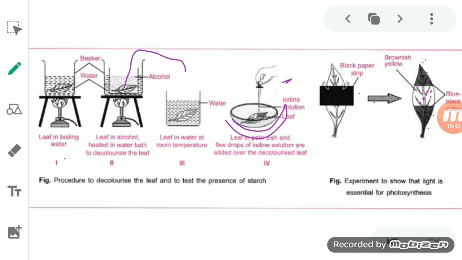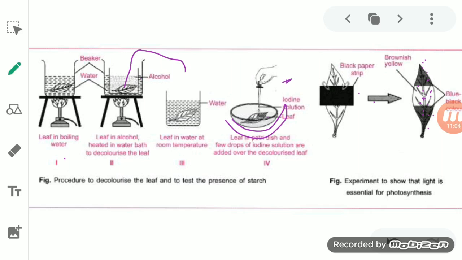I'm repeating this experiment. At first we will take a potted plant and keep it inside the house or in a dark place. Why are we keeping it in a dark place? So that it will lose all the starch present in it. The starch which was already there, we want to remove that starch.